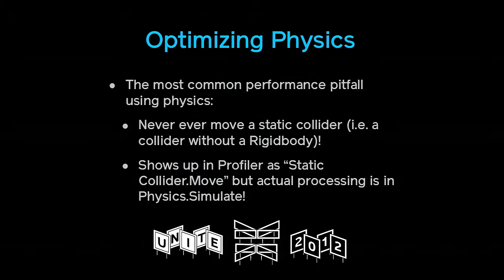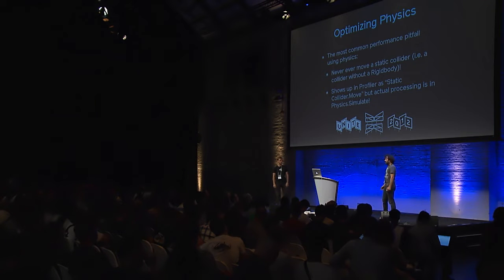One more common gotcha when looking at physics, which we see a lot in user projects, is that you should never ever move a static collider. To the physics engine, a static collider is any collider which does not have a rigid body attached. Basically, any collider which does not have a rigid body attached is not expected to be moved. So if you have a game object with a collider and you start moving that from scripting or animation, and it doesn't have a rigid body, then each time you move it, the physics engine has to regenerate this big data structure of where all the colliders are in the world, which takes a lot of time.